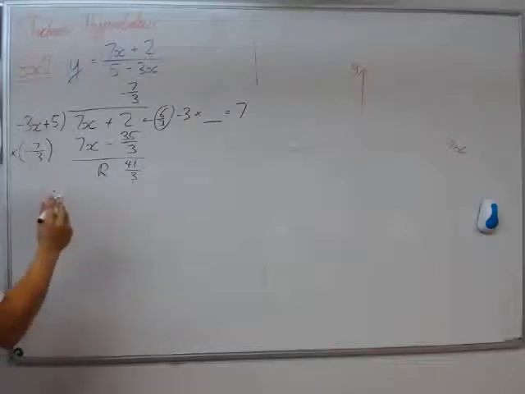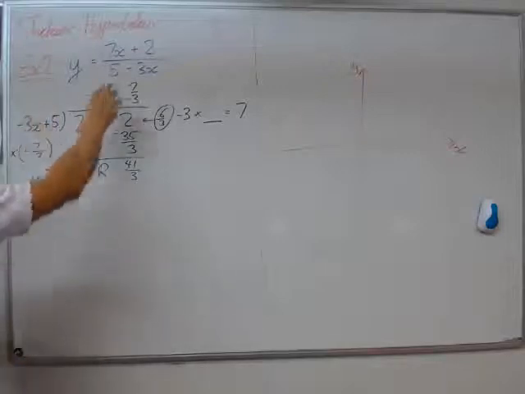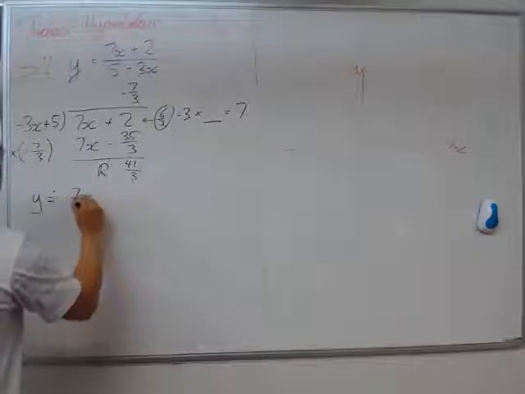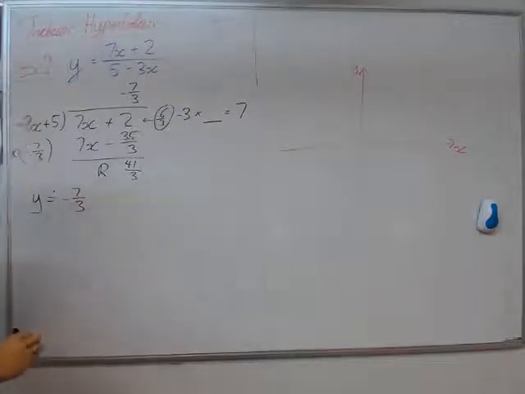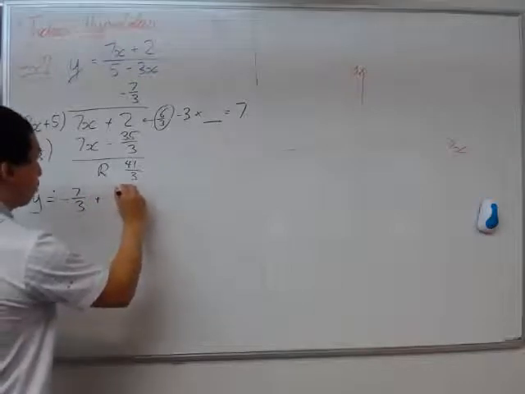So what's going to happen next? Now, we need to rewrite our expression using the information that we found. We know that this expression goes into 7x plus 2, negative 7 on 3 times. And what's remaining is positive 41 on 3.